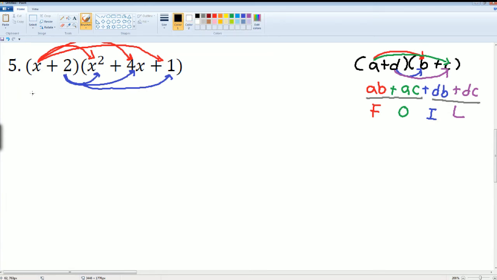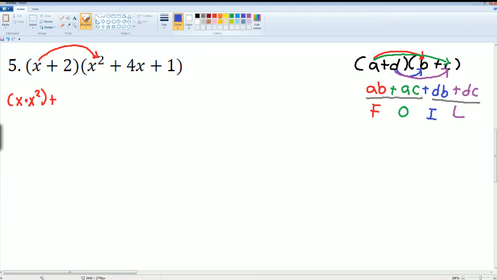Right? So the first one. All right? You have x. So let me just draw it out for you. Let's do the first one. Okay, x times the first term here, x squared. So you have x times x squared. Again, you always add. Okay.